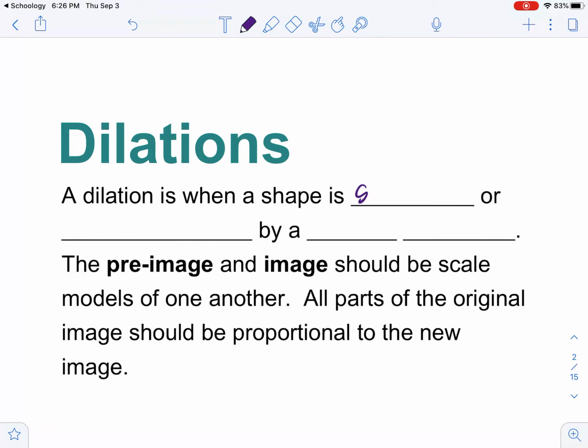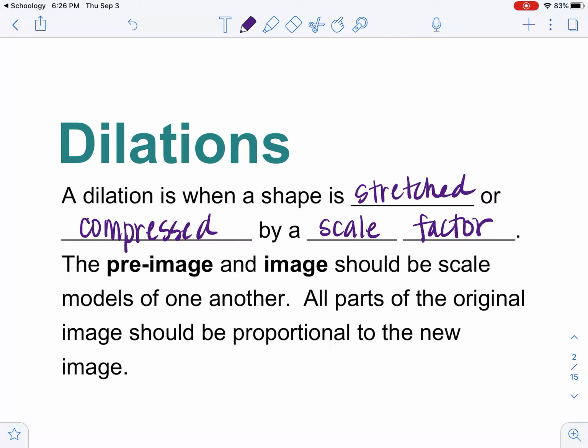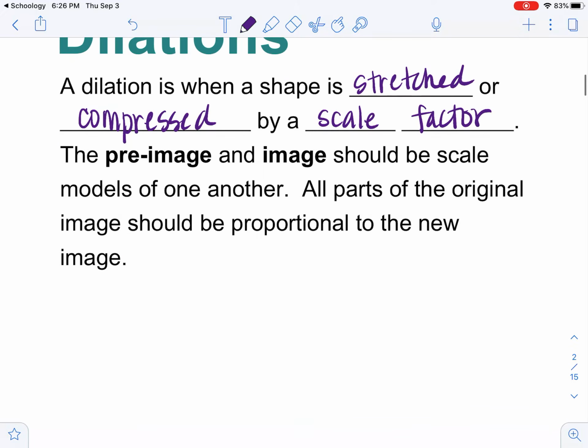Okay, so a dilation is when a shape is stretched or compressed by a scale factor. So when we're saying this, like a figure might get 2 times bigger or 3 times bigger or half as big, 3 times smaller, right? That means that the whole figure's scale factor is changing. So the pre-image and the image should be scale models of one another. All parts of the original image should be proportional to the new image.